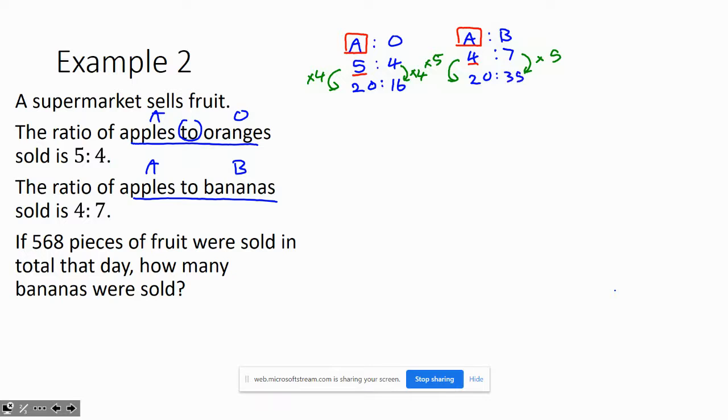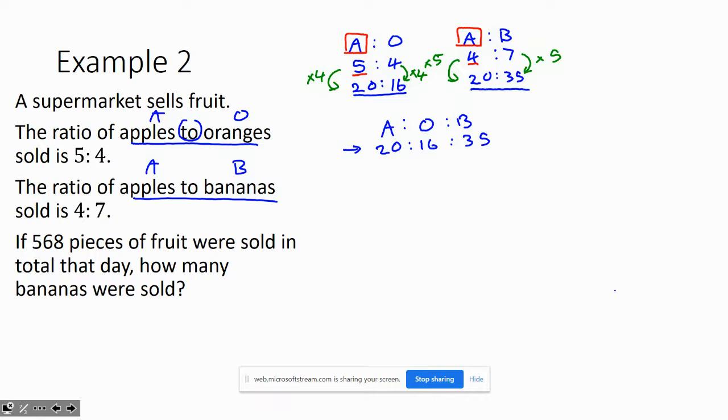All right, so now is the interesting bit. To combine them, apples to oranges to bananas, well, apples to oranges in our equivalent ratios now is 20 to 16. But when we have 20 apples, we also have 35 bananas. And we have 20 apples in this ratio here, so we need 35 bananas. Now we've got a single ratio where all of them are combined.